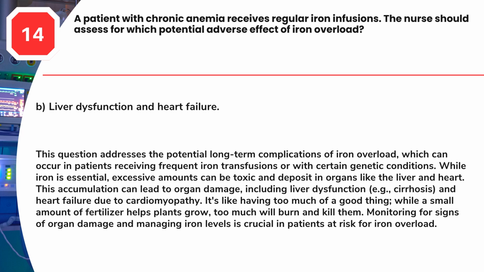This question addresses the potential long-term complications of iron overload, which can occur in patients receiving frequent iron transfusions or with certain genetic conditions. While iron is essential, excessive amounts can be toxic and deposit in organs like the liver and heart. This accumulation can lead to organ damage, including liver dysfunction, e.g., cirrhosis, and heart failure due to cardiomyopathy. It's like having too much of a good thing. While a small amount of fertilizer helps plants grow, too much will burn and kill them. Monitoring for signs of organ damage and managing iron levels is crucial in patients at risk for iron overload.